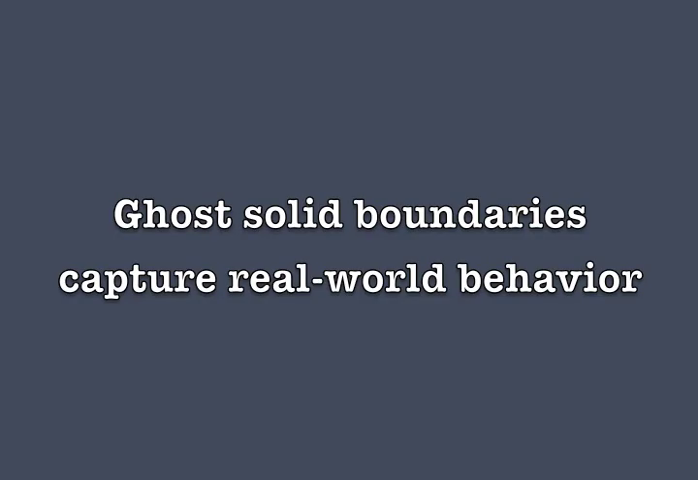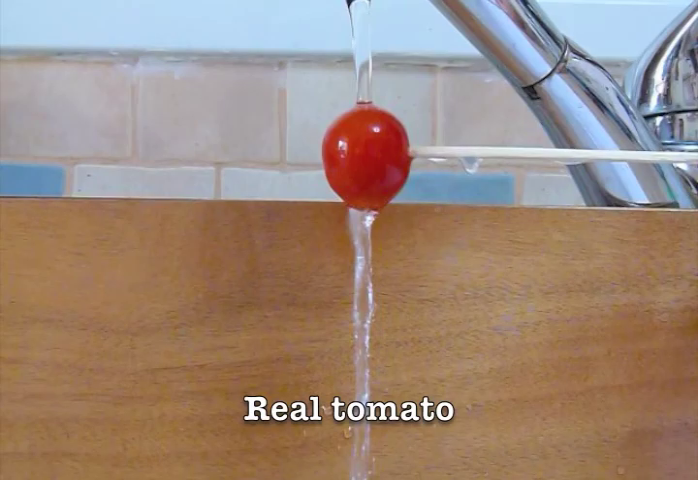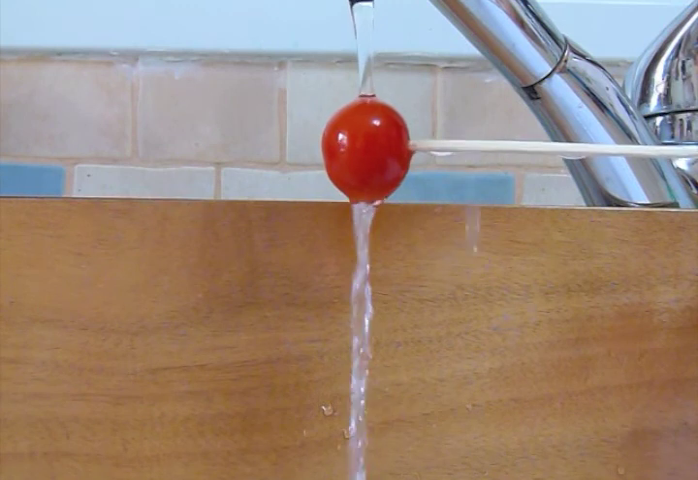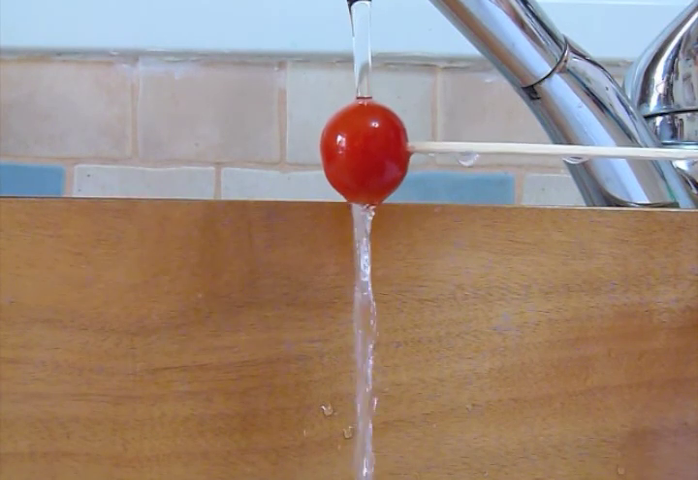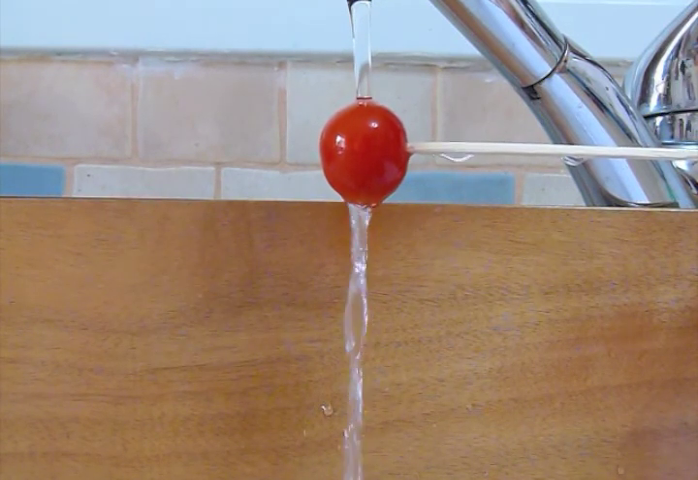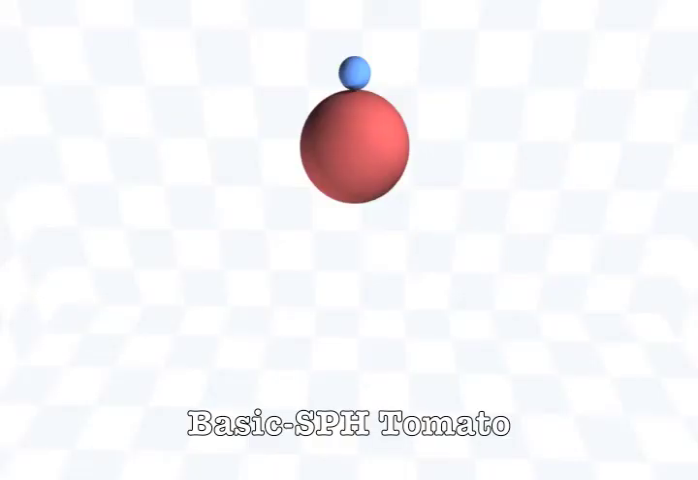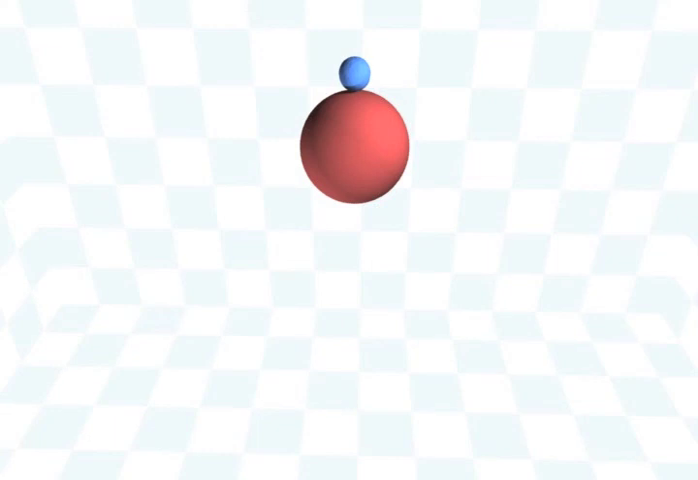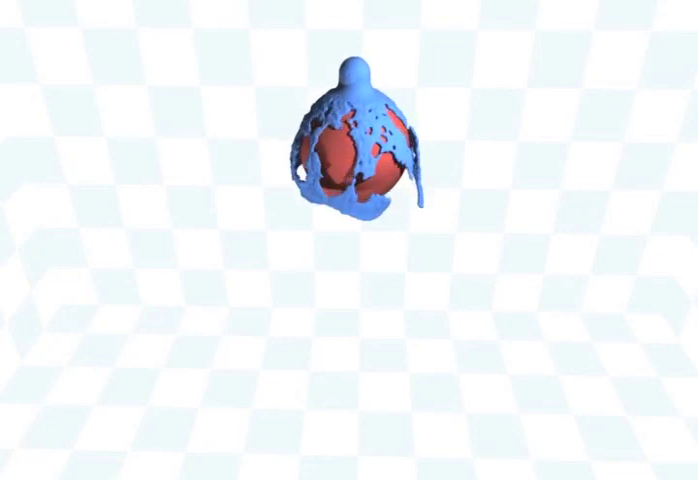Usually, a real liquid will stick to a solid surface except when air can easily fill the gap. In this video, notice how the water flows around the underside of the tomato, reconnecting at the bottom in a single stream. The basic SPH handling of solid boundaries fails to model the real-world cohesion and again suffers from the severe surface tension-like artifacts. It breaks up into unnatural clusters instead of a single stream.